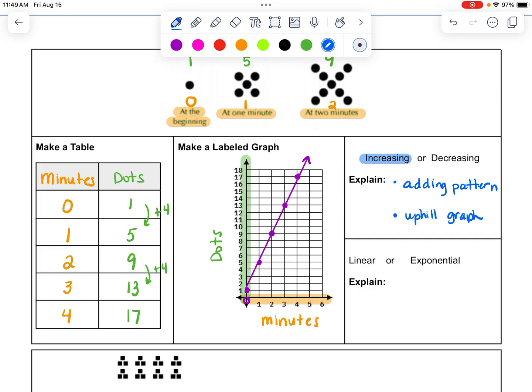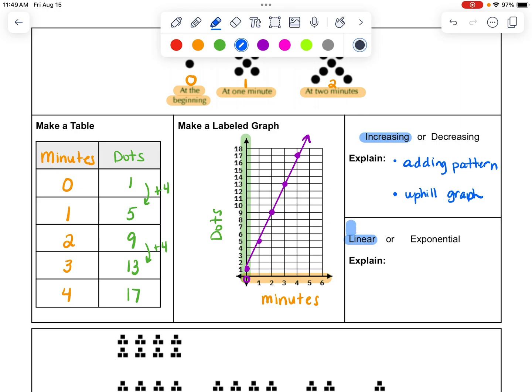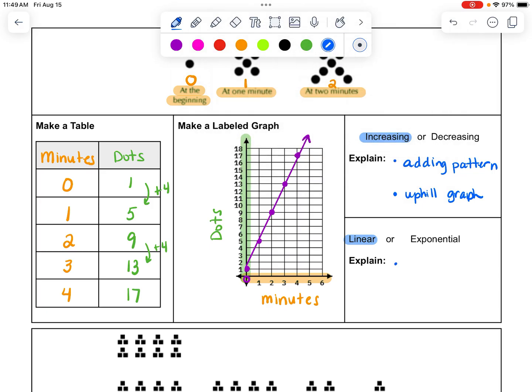Then I need to think about whether this is a linear or an exponential pattern. In this case, it's going to be a linear pattern. The reason that it's linear is because the graph is a straight line and the pattern is an adding pattern. Adding and subtracting gives us linear, and multiplying and dividing gives us exponential. So I would write, the two reasons here are that there's an adding pattern and there's a line graph.